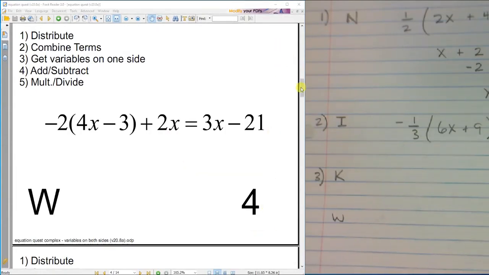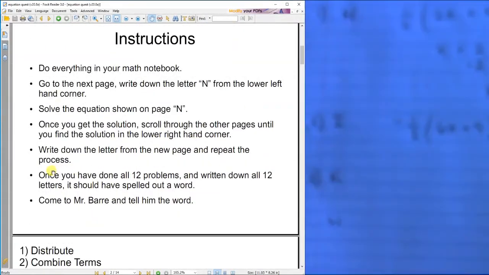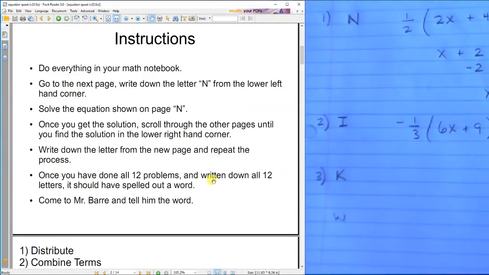Eventually, this is going to spell out a word. Once you've done all 12 problems and written down all 12 letters, it should have spelled out a word. You're going to come and talk to me and tell me the word, and I'll see if you did it correctly.